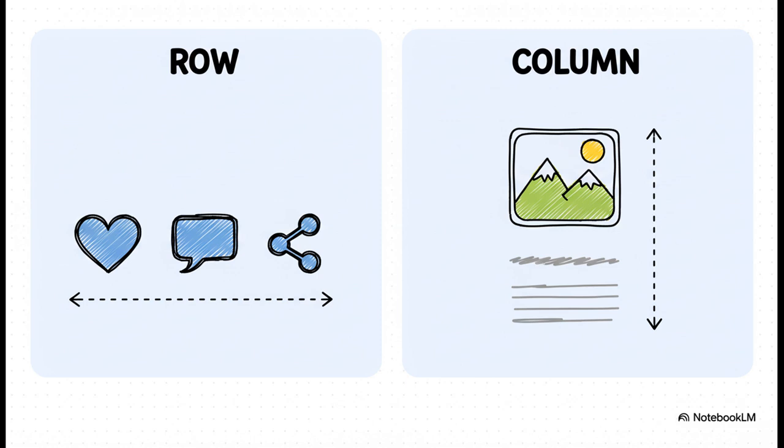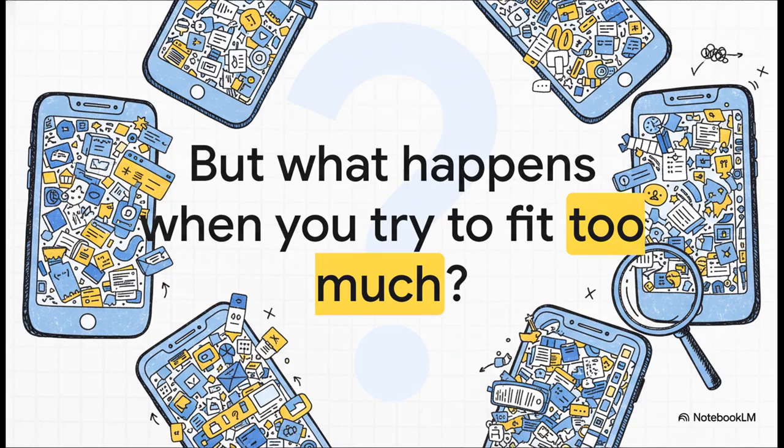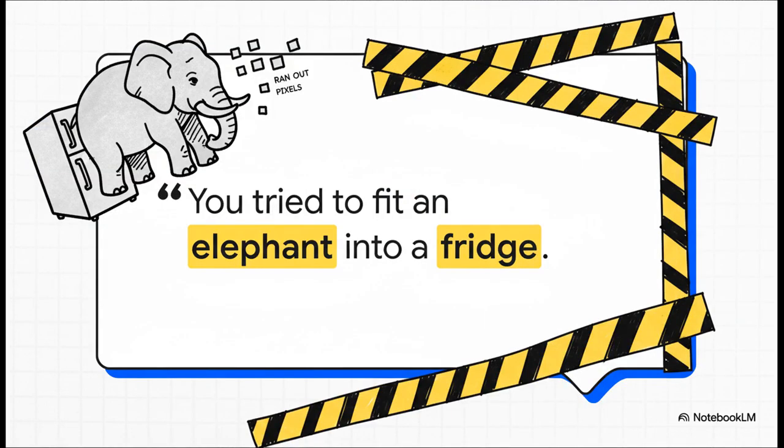Simple as that. Sounds easy enough, but this is where developers hit their first big wall. See, our phone screens are tiny. They have a fixed amount of space. So what happens when your column of stuff is just too long for the screen? You get this. The dreaded yellow and black stripes of death. It's an error message that basically screams, "You ran out of room!"